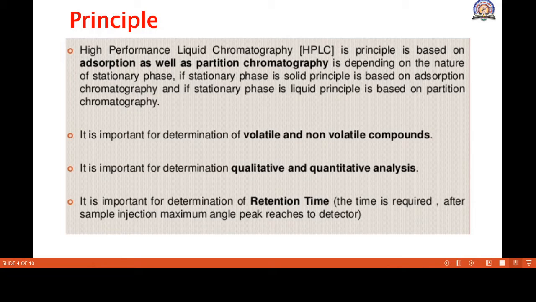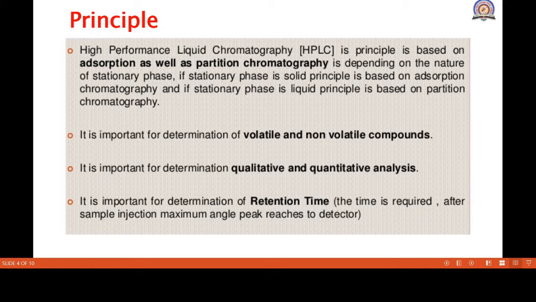The stationary phase used is a liquid, that's why it is also called liquid chromatography. It is important for determination of volatile and non-volatile compounds. It is also important for qualitative and quantitative analysis. It is important for determination of the retention time. The time required, after the sample injection, for the maximum peak to reach the detector is nothing but the retention time. So it is a very simple and very important principle of this HPLC.